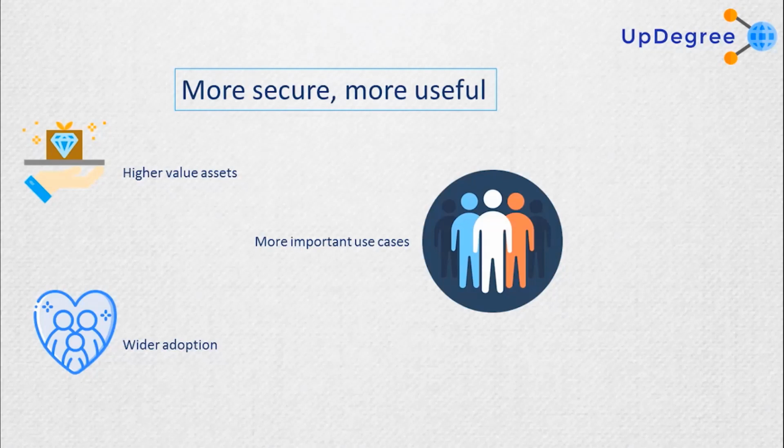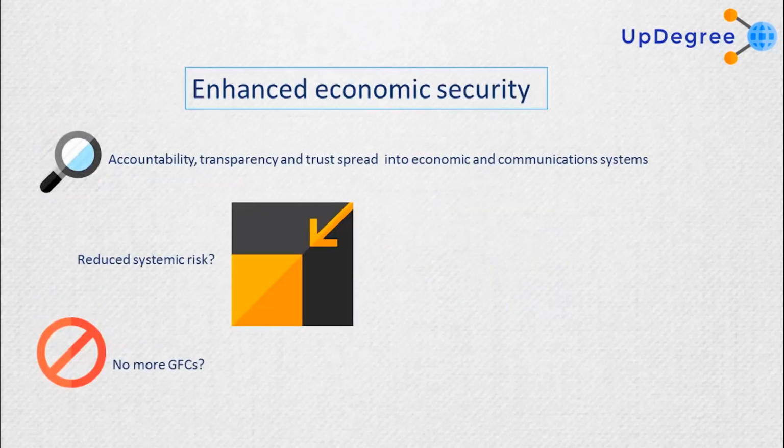It has higher value assets. It's creating more important use cases and higher value assets. It has got wider adoption. It is giving economic security because there is accountability, transparency, and trust spread between the economics and communication systems. So it reduces systemic risk, and there are no more of these GFCs. You don't have a single point of trust. So it's giving an economic turnaround with accountability, transparency, trust, immutability, and programmable trust, and it's reducing the systemic risk by redefining the whole technology landscape.